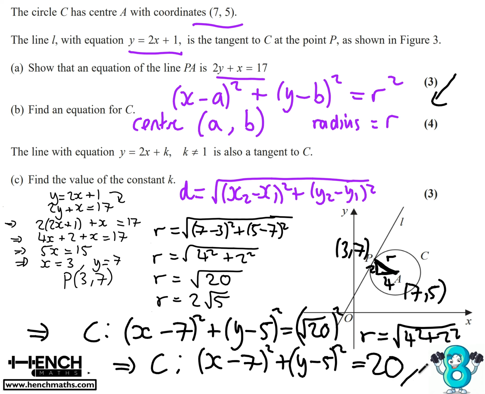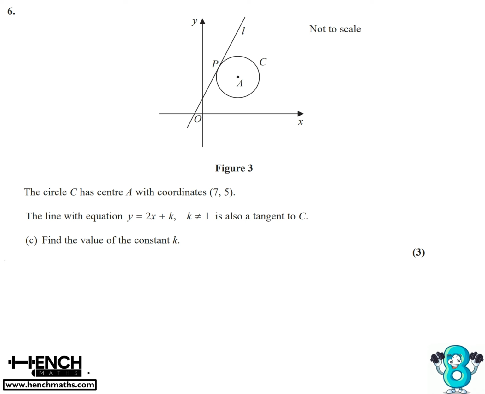equals 20. In part C, it says that the line with equation 2x plus k, where k is not equal to 1, is also a tangent to our circle. Find k. So remember in part B we worked out that p is 3, 7, and we know that a is 7, 5. And we know that the tangent here is already 2x plus 1. That's why we know that k isn't 1, because that would be the same as this one.